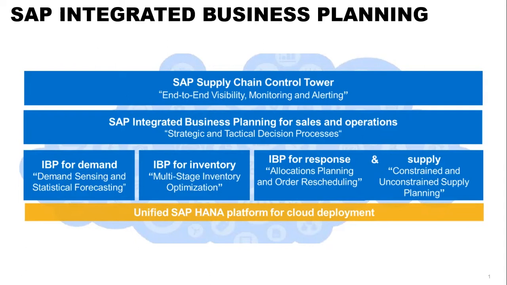It will help you to understand those outliers, and it will help you to remove those outliers from the sales history before going for the actual forecast generation. Or if there are any promotions in your sales history, it will help you to remove those promotions as well. Those are the steps which are available in IBP for demand.